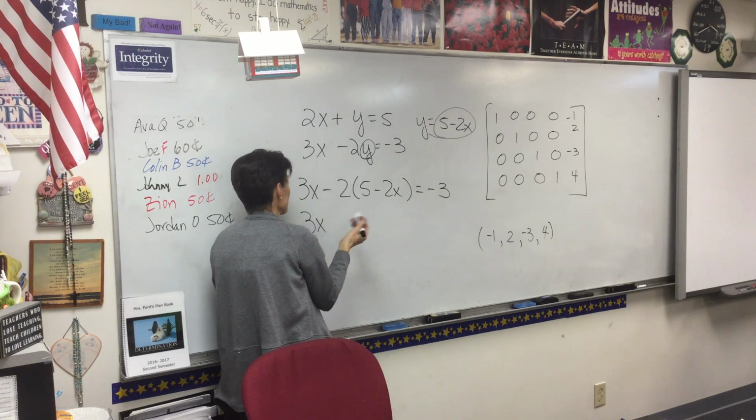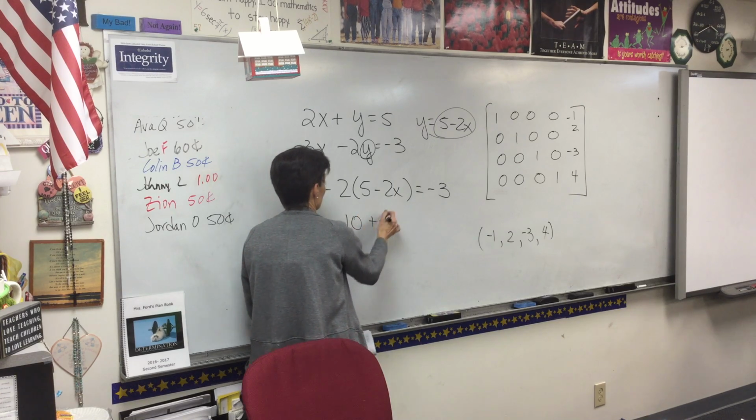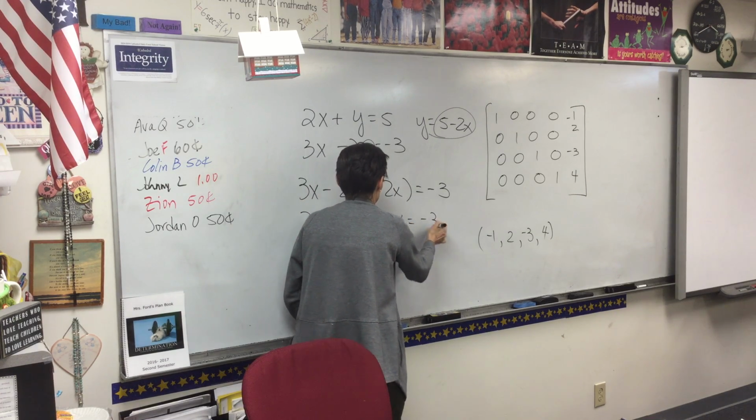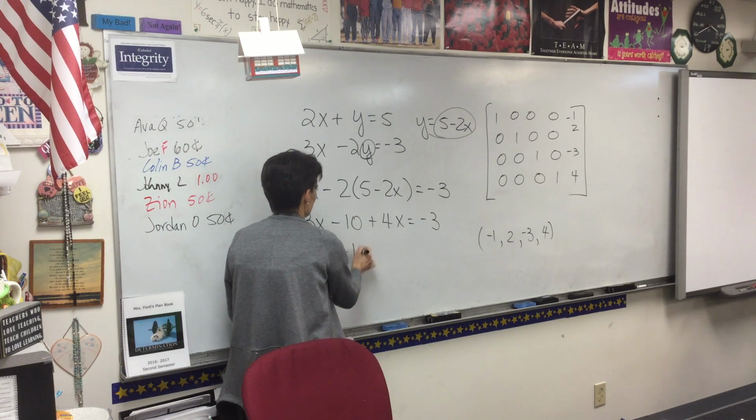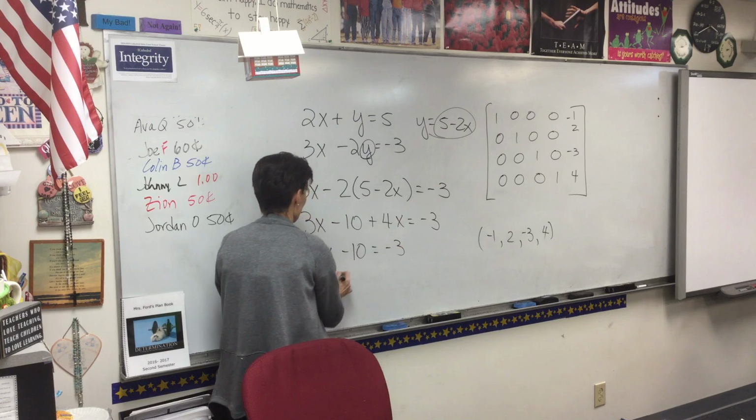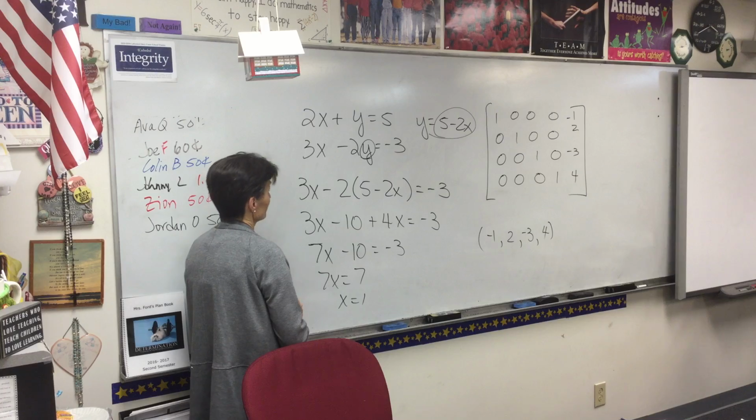Now just do your arithmetic carefully. You're distributing. So 7x minus 10 equals -3. 7x equals 7. X equals 1.